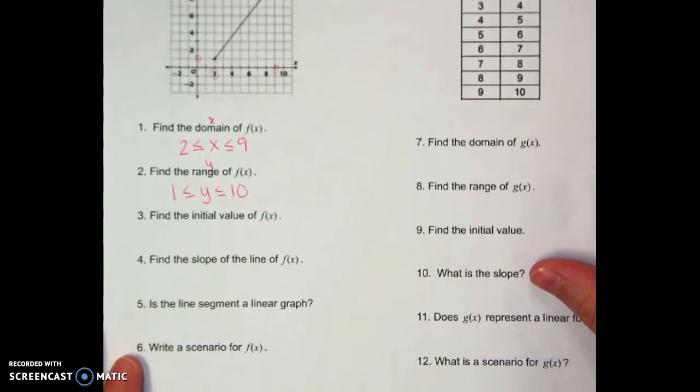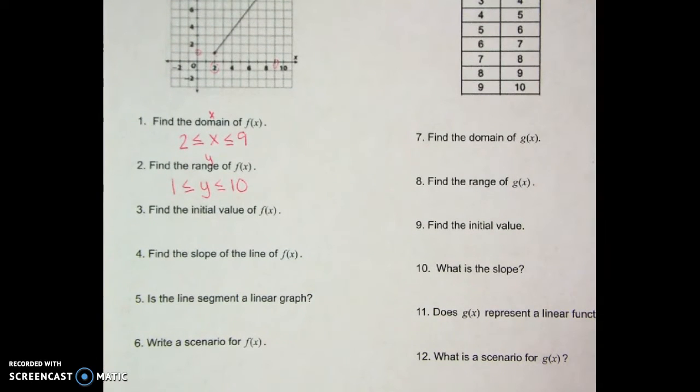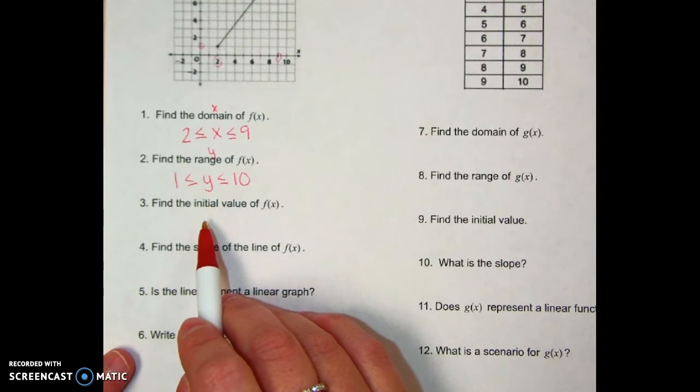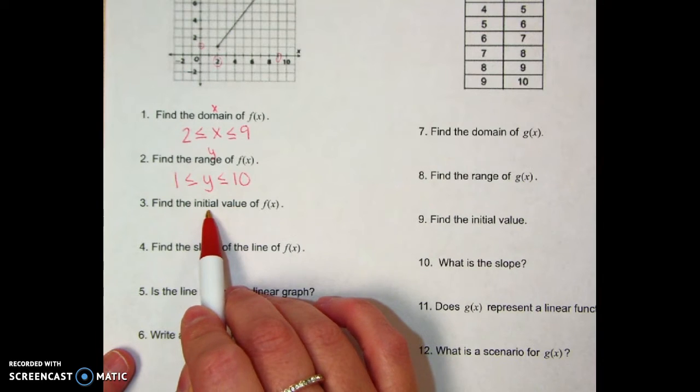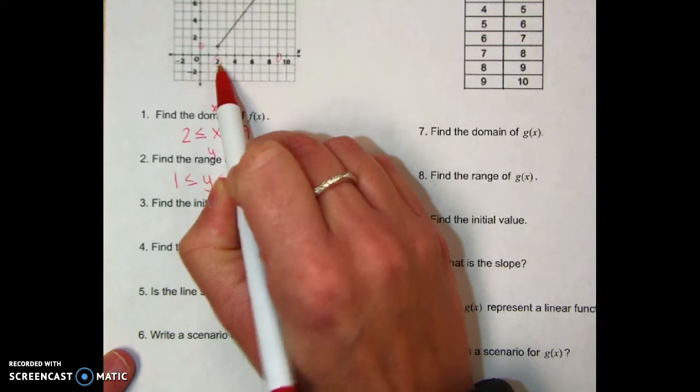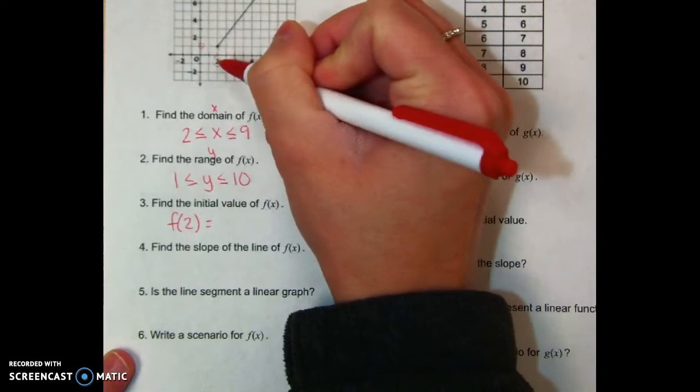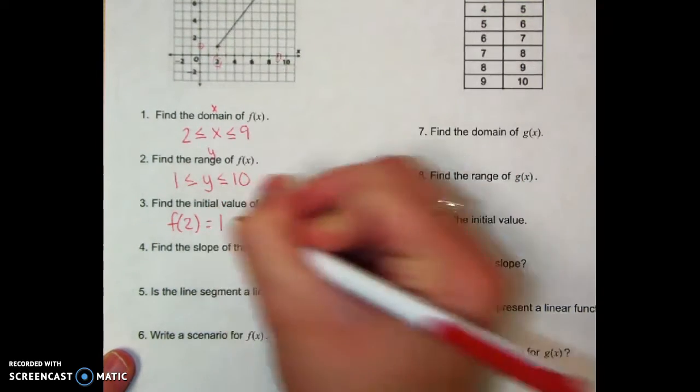Okay, find the initial value of f of x. So what we do, initial, do you know what initial means? It means the first value. So the first value here is f of 2. And the value at f of 2 is 1.